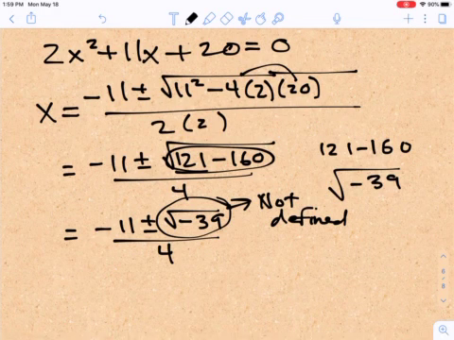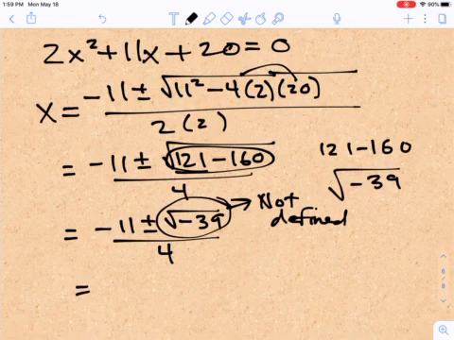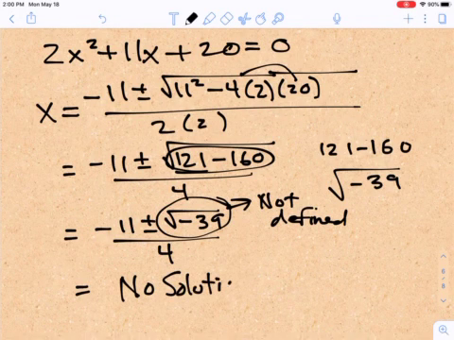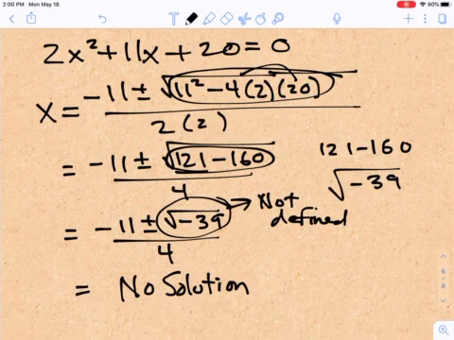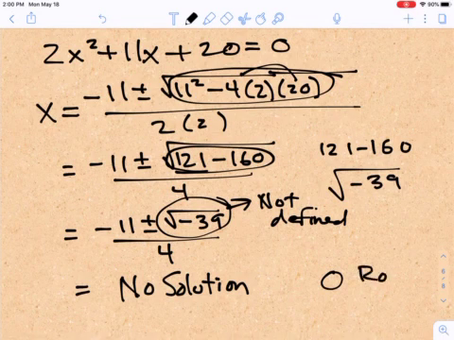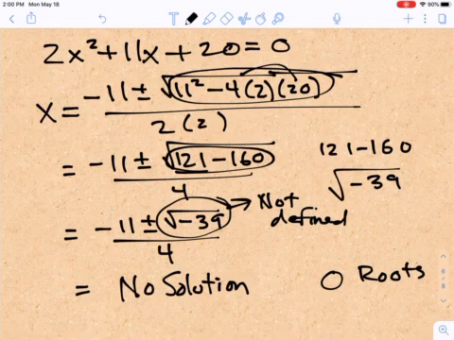So because of that, we are going to say that this entire thing has no solution. So whenever you have a case where what you get under here is less than 0, that gives you a case of 0 roots, right? There are no roots for this. Okay, so we've looked at 2 roots, we've looked at 1 root in the last video, and now this is an example of where you get no roots.